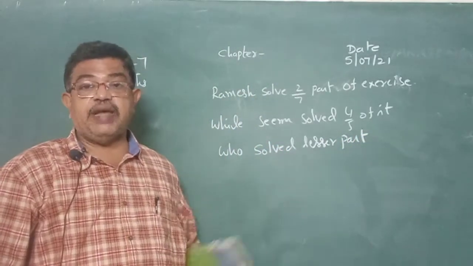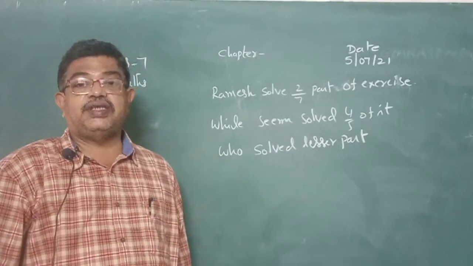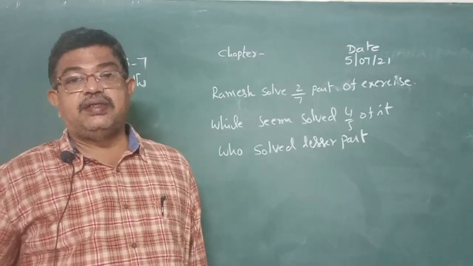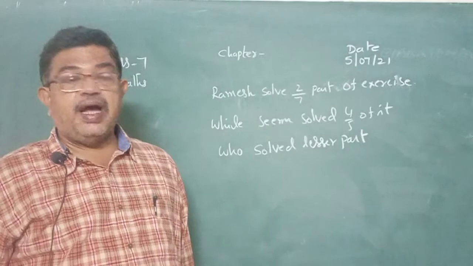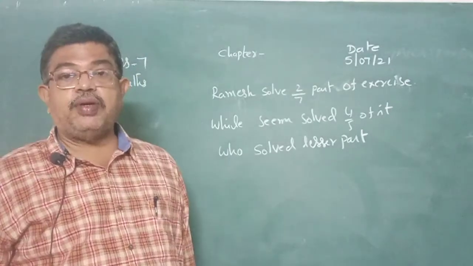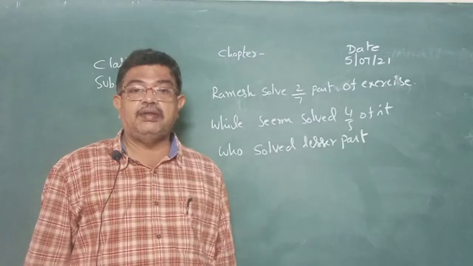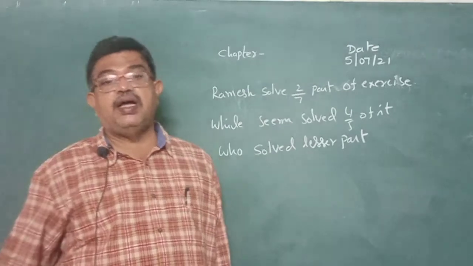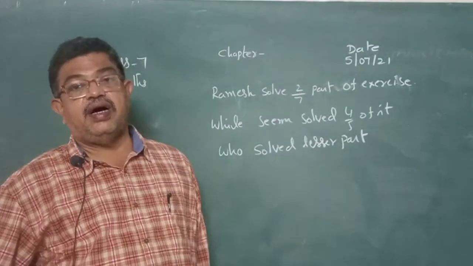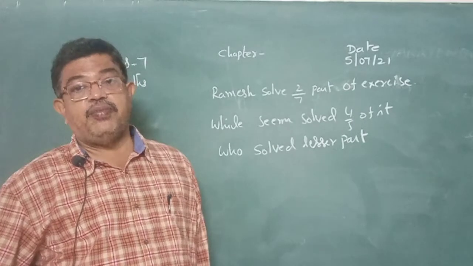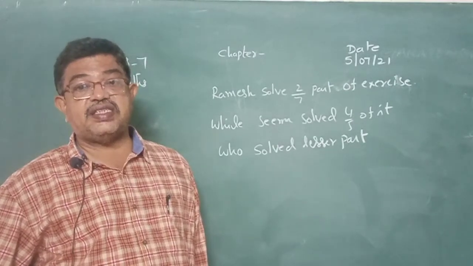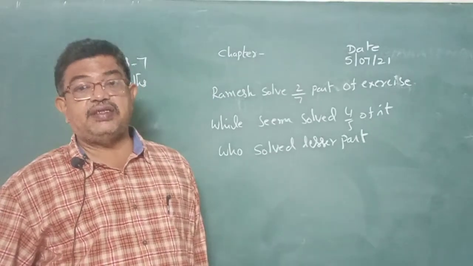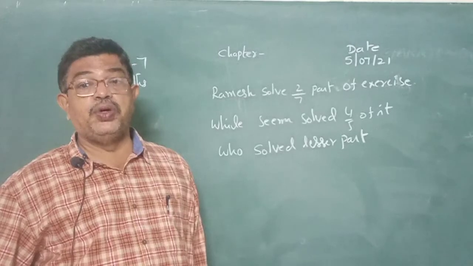Suppose the same question is given in whole numbers or integers. There are 20 problems in an exercise. Ramesh solved 15 problems and Seema solved 12 problems. Who did more? You compare 15 and 12. 15 is greater than 12, so Ramesh did more problems or Seema did less number of problems. When the comparison is in integers or whole numbers, it is very easy to compare. But when the comparison is with respect to fractions, you have to follow some rules.